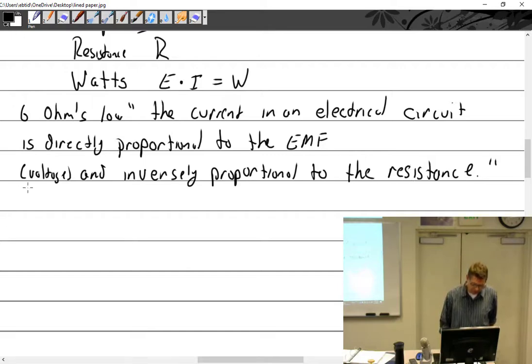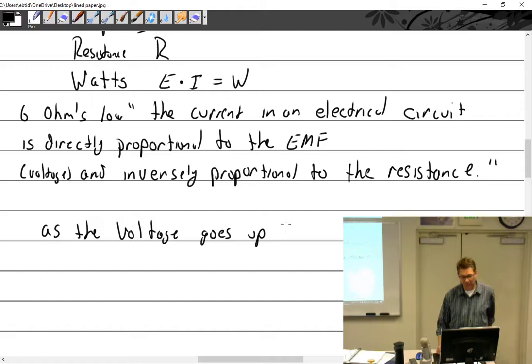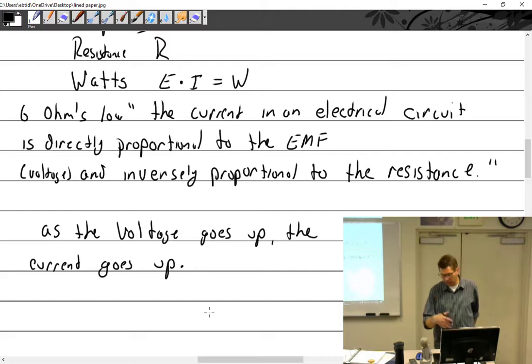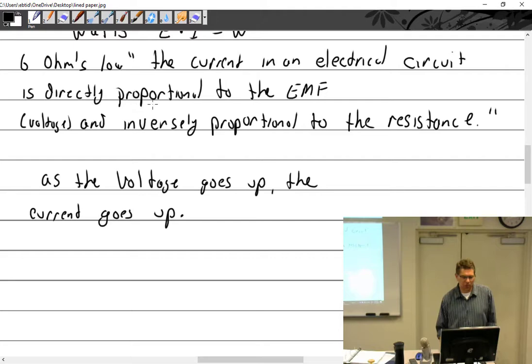Would you like me to translate? Yes, please. Okay. As the voltage goes up, all the other things being equal, the current goes up. So as voltage goes up, current goes up, assuming the resistance stayed the same. We see current is what's proportional. So the more the voltage goes up, the more the amps are going to follow it. And then the next portion is and inversely proportional to the resistance.